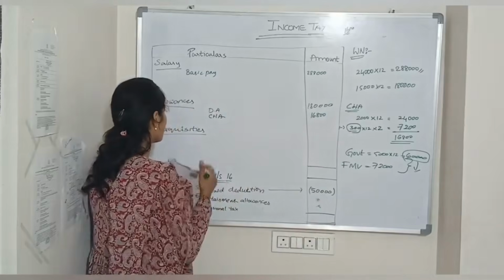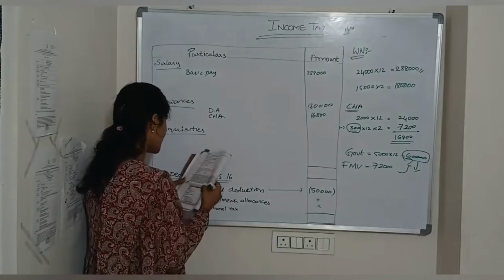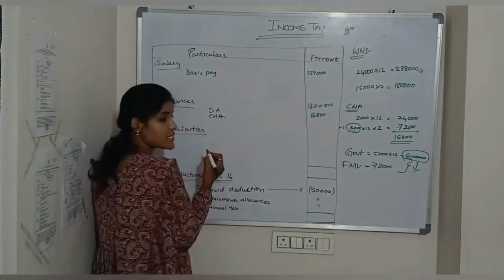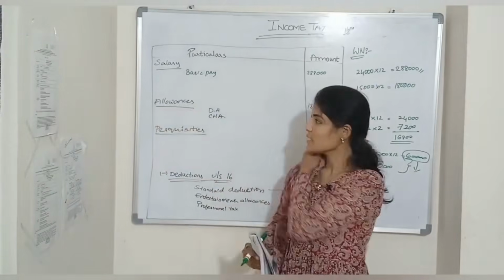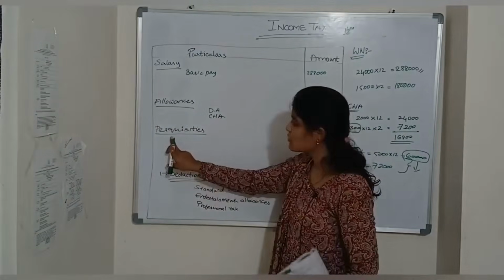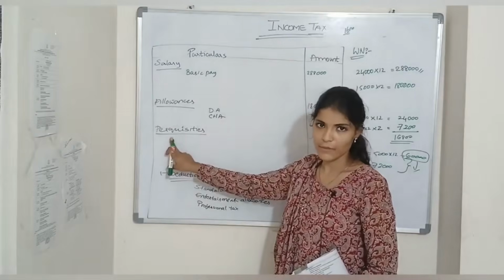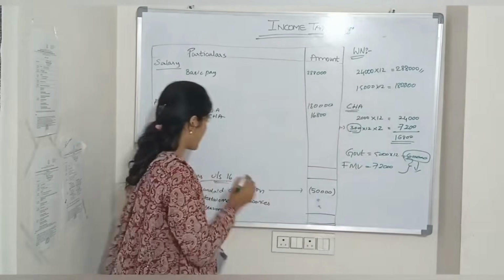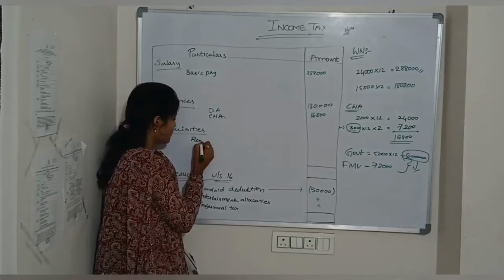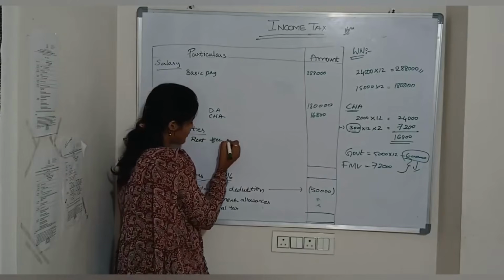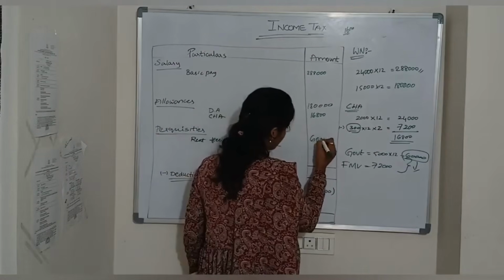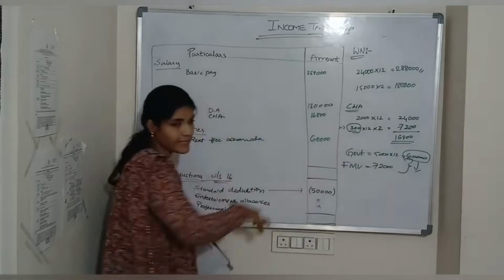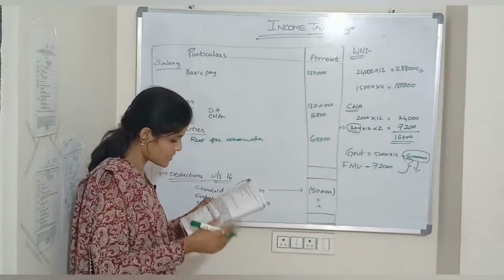సో హియర్ దే ఆర్ సేయింగ్ రెంట్ ఫ్రీ అకామిడేషన్, రైట్? రెంట్ ఫ్రీ అకామిడేషన్ ఇస్, రెంట్ అనేది పర్సనల్‌కి సంబంధించింది. ఓకే స్టూడెంట్స్, పర్సనల్‌కి సంబంధించింది అంటే ఇక్కడనే వస్తుంది కదా, రైట్? వన్ పర్సనల్ రెంట్ ఫ్రీ అకామిడేషన్ విల్ కమ్ హియర్. 60,000. రెండిట్లో ఏది తక్కువ ఉందో అది మనం తీసుకోవడం జరిగింది.